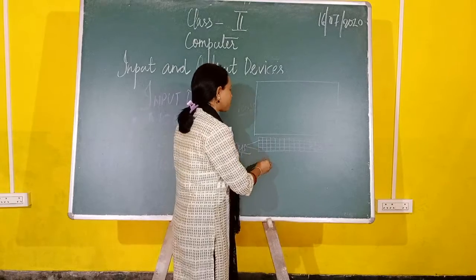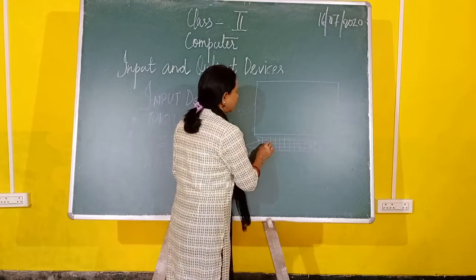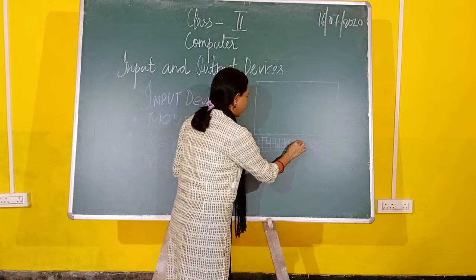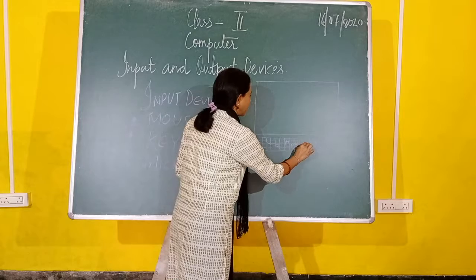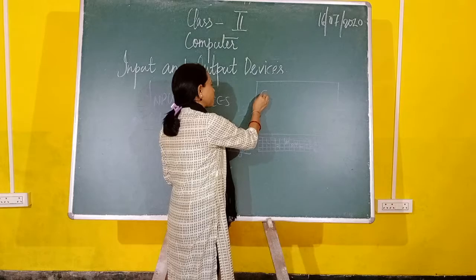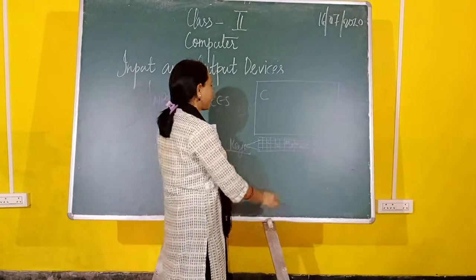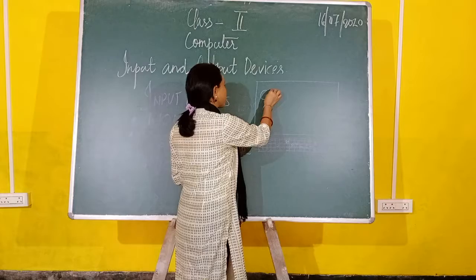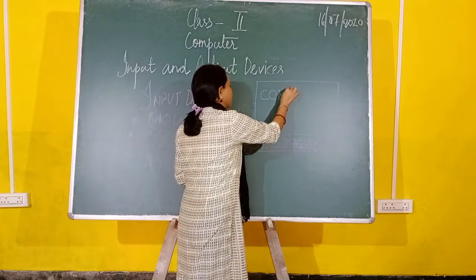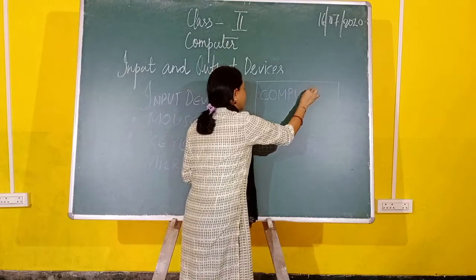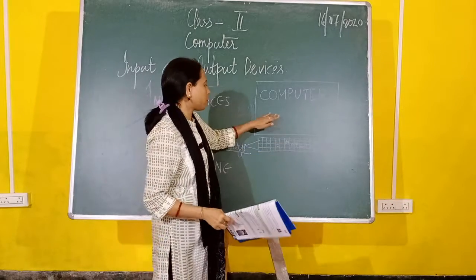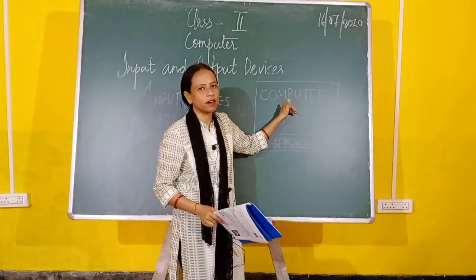Suppose I want to write COMPUTER, so I have to press the keys. When I press the key C, I'll see it on the monitor. When I press the key O, it will come on the monitor. In the same way, I'll press M, P, U, T, E, R, and all these alphabets will be typed on the monitor. We can see it on the monitor.